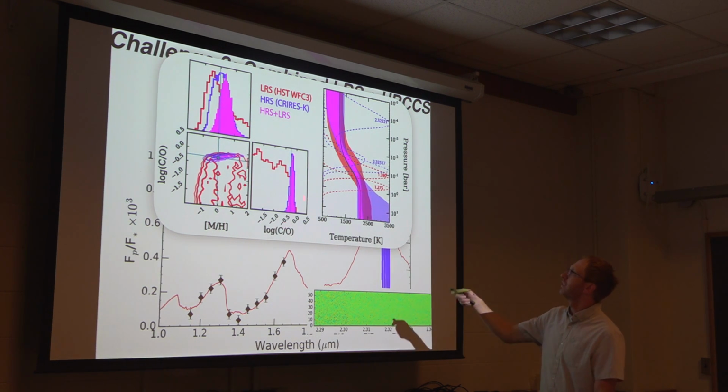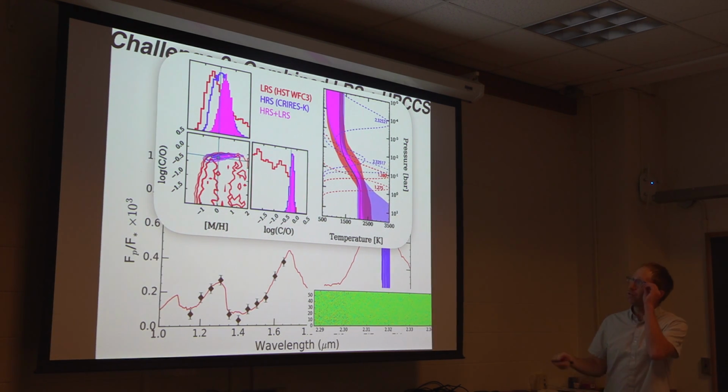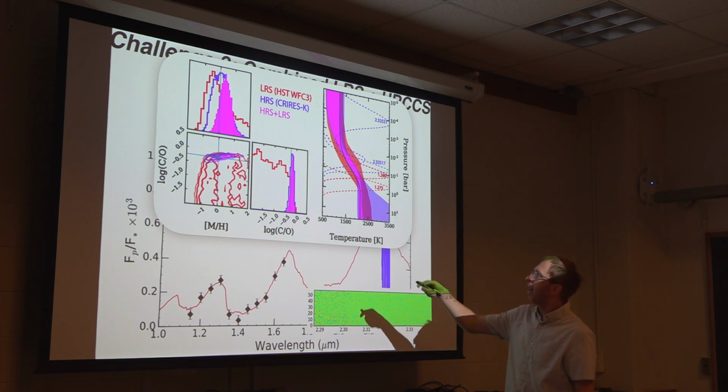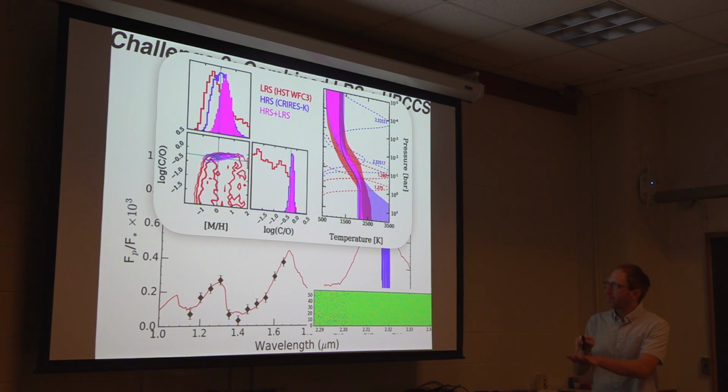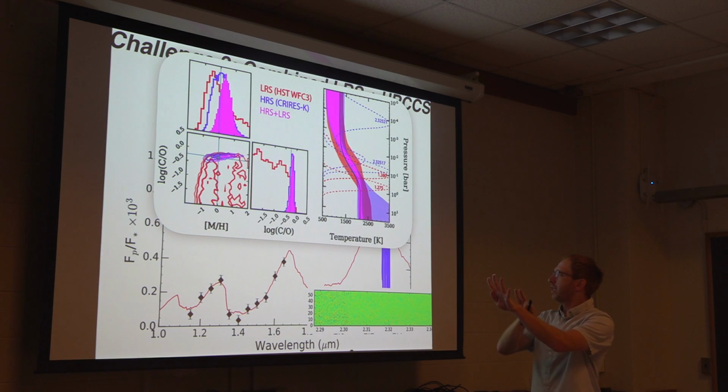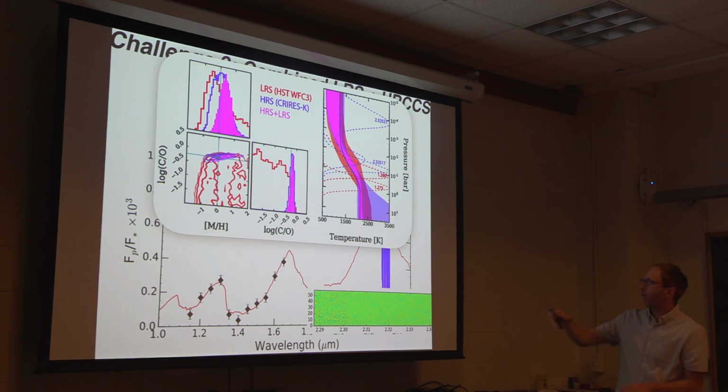In this particular case, you're really leveraging the strength of the high-resolution data to pin down the ratio of carbon to oxygen, because you're really sensitive to the ratio of those CO lines to the water lines in this region of the spectrum right here.